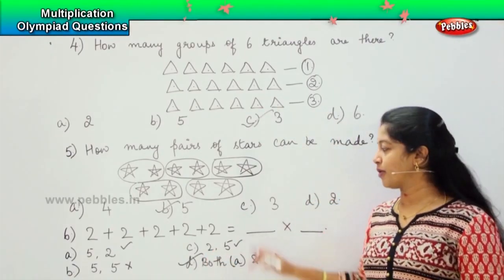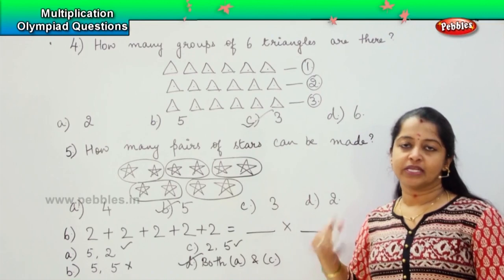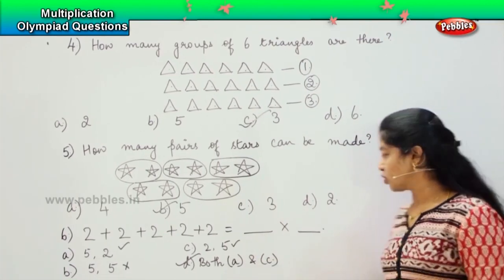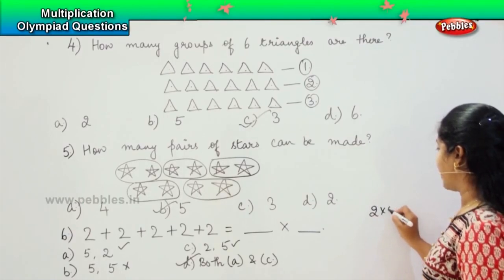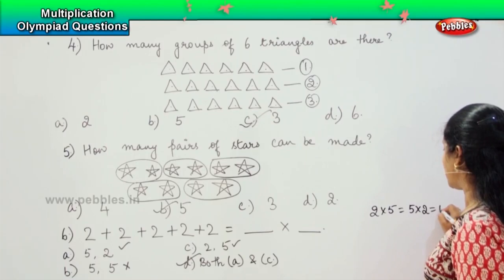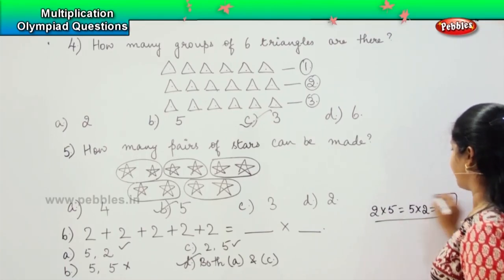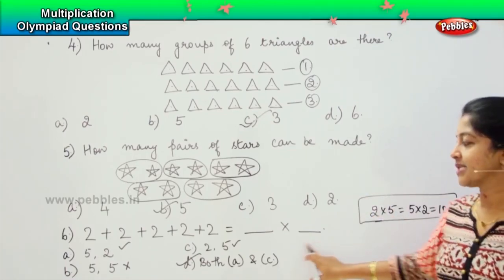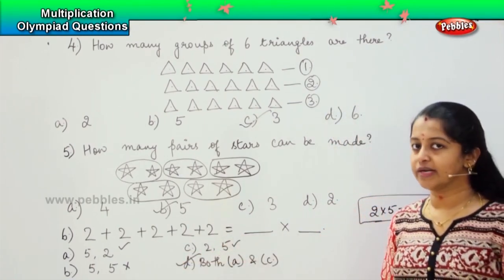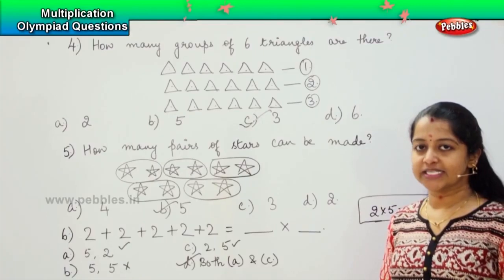So we studied in the property of multiplication that either way the number is swapped, the product is going to remain the same. So if we write 2 into 5 or we write 5 into 2, my answer is going to remain the same. Right. So this can be written in both the forms. Clear, children? Shall we proceed with the next set of questions?